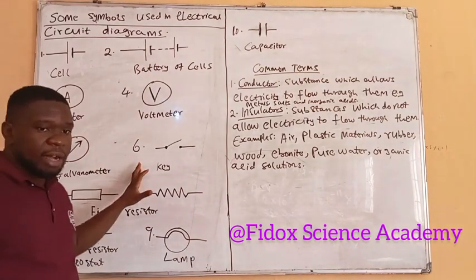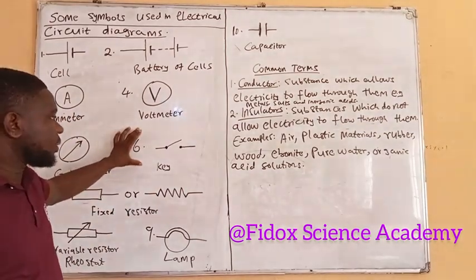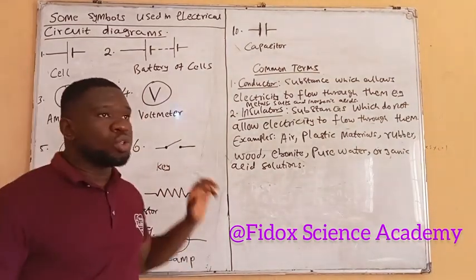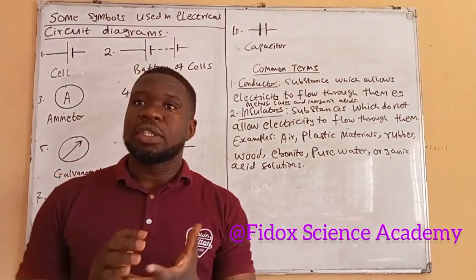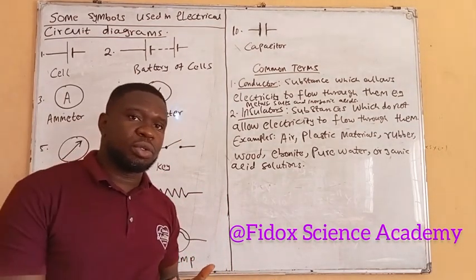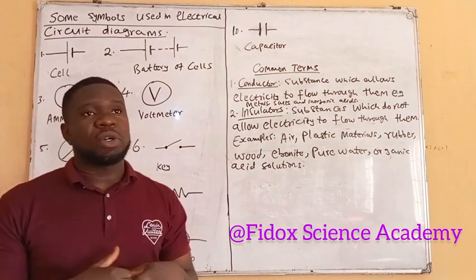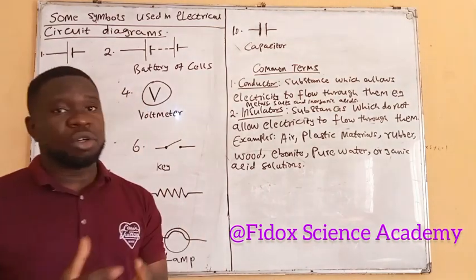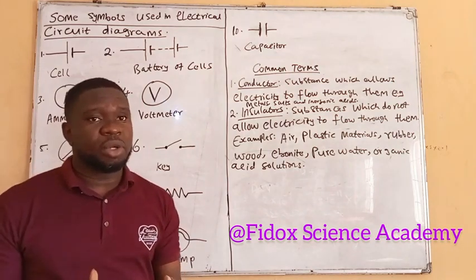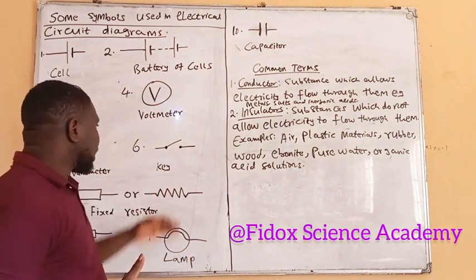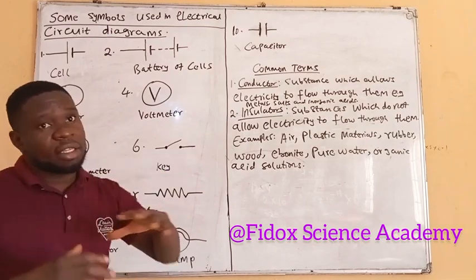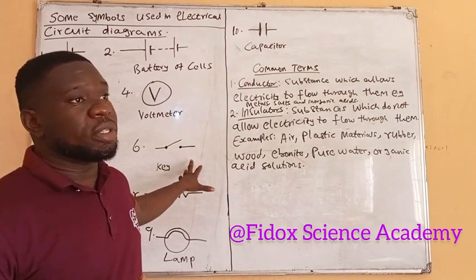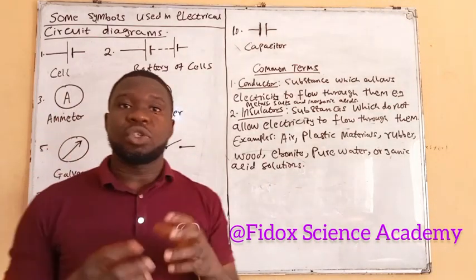The sixth one we have here is the key. What is the function of a key in a circuit? We use a key to switch on the circuit and to switch off the circuit. Switching on the circuit means to complete the circuit so that current can flow in the circuit. Switching off means to disconnect the circuit so that current will not flow. And this is the symbol for representing a key. In modern language, we can say that a key is a switch.